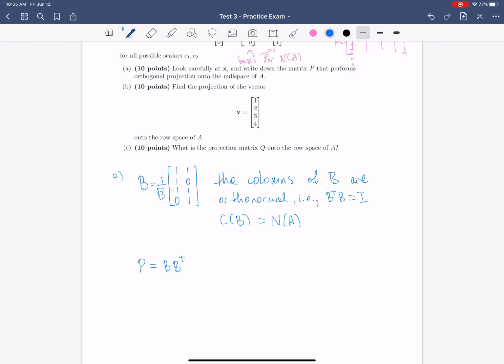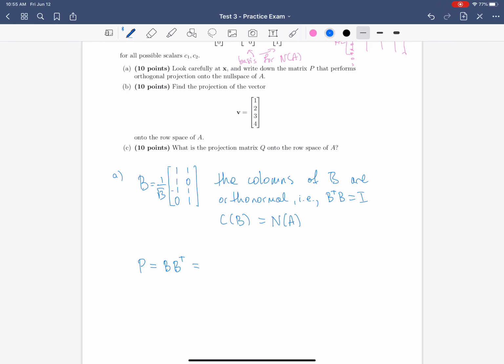So not the end of the world if you didn't normalize the vectors, then you would actually have to compute B transpose B and see that it is 3 times the identity. But by making this simple observation that these vectors are orthogonal to begin with, and they have the same length, it was very easy to normalize both of them simultaneously. Okay, so P is B times B transpose.